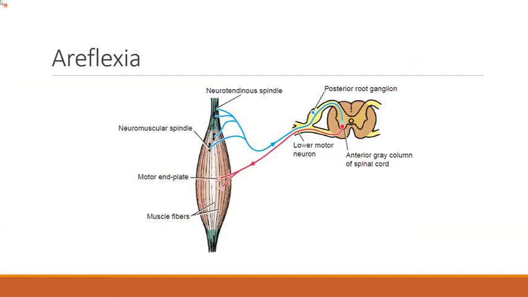Now, further coming to areflexia in peripheral neuropathy. Peripheral neuropathy can affect the afferent arc or the efferent arc of the muscle deep tendon reflex arc. So it can lead to areflexia due to deafferentation, or the effector axons can be involved.